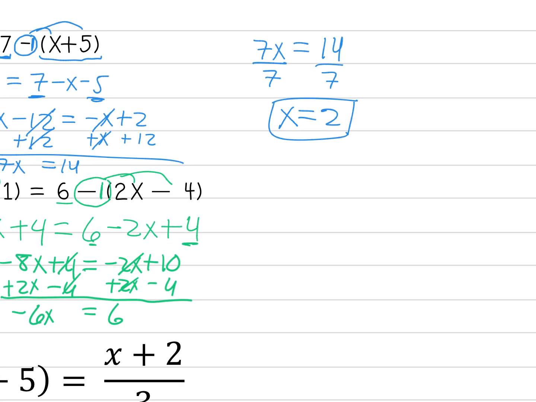All right, again, I'll bring this over here, running out of room. So I get negative 6x equals 6. Divide both sides by negative 6. And so I get x equals 6 divided by negative 6, which is negative 1. So we get negative 1 as our answer.